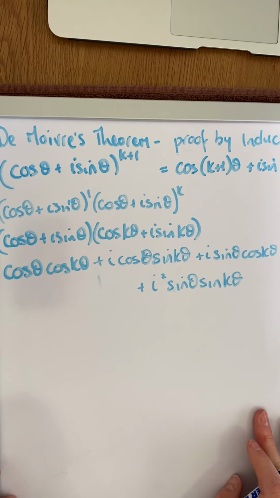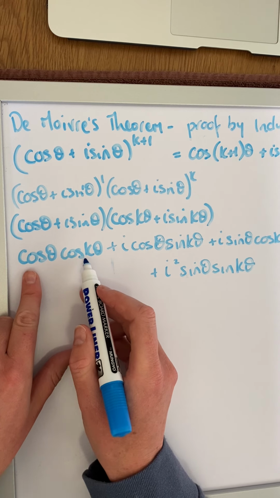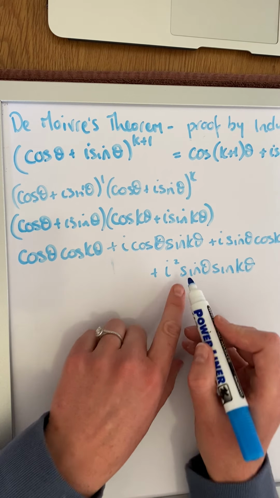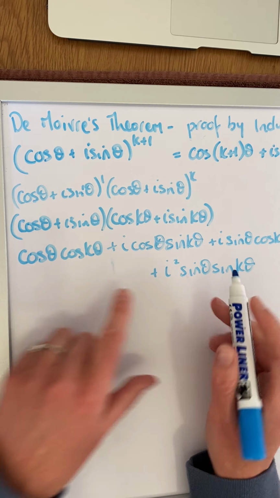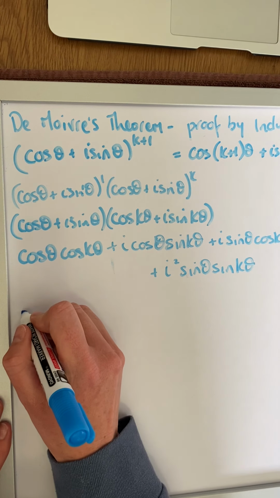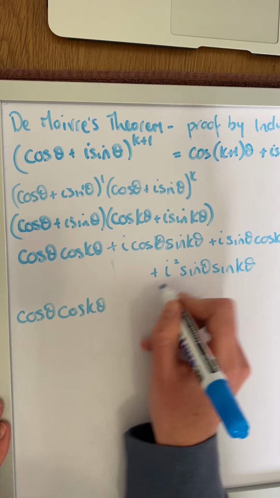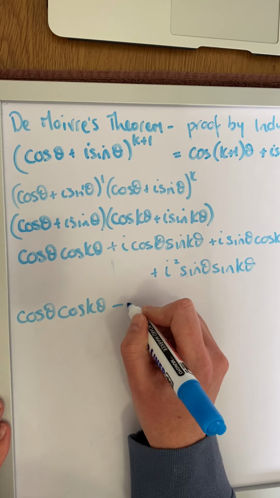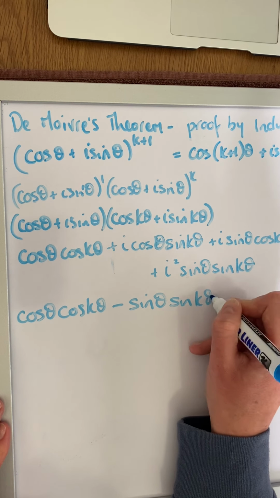Now, what we're going to do next is gather the real components of our expression together and the imaginary components of our expression together. So cos k theta is real, and because i squared can be replaced with a minus 1, this is also a real component. So let's concentrate on that first of all. So we have cos theta cos k theta, and i squared is minus 1, so that's minus sine theta sine k theta.